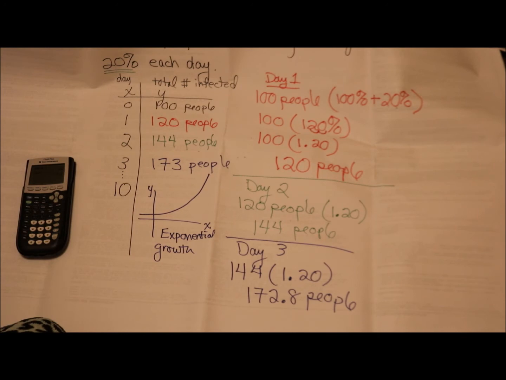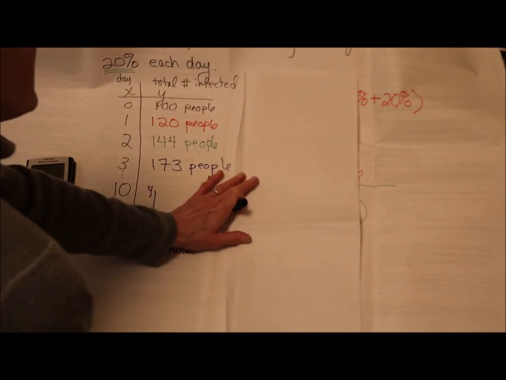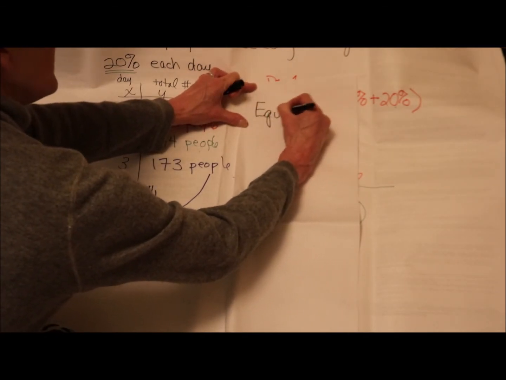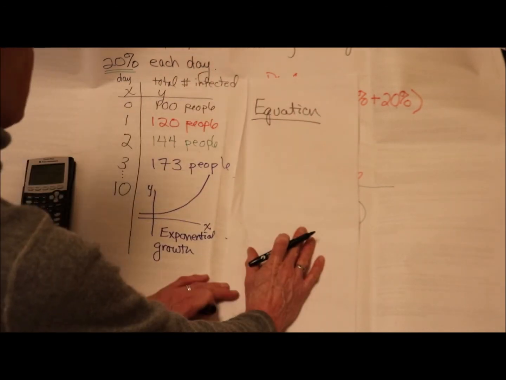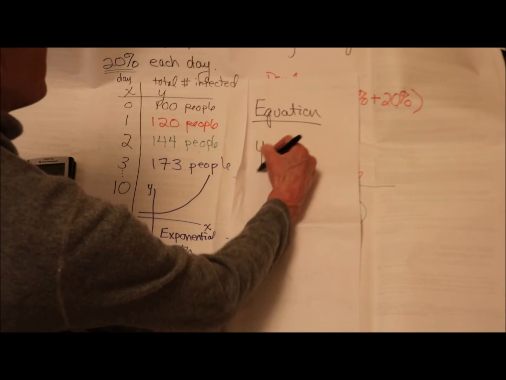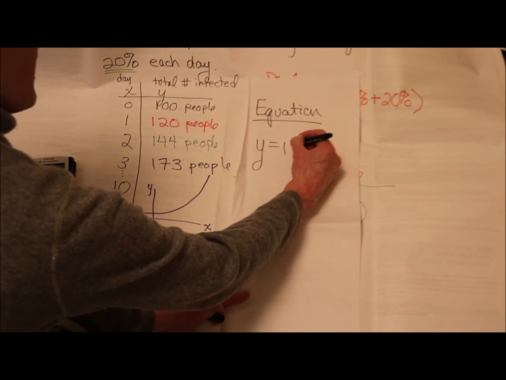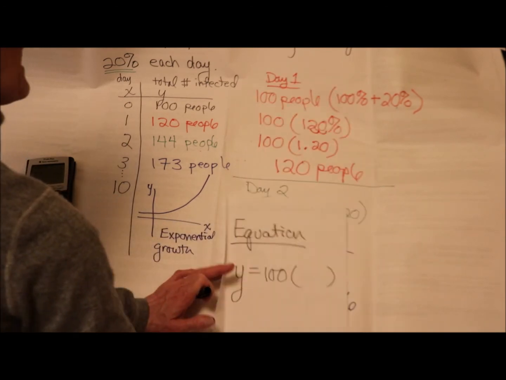Well, this is when I'm going to write an equation. And my equation is the shortcut. And of course, it is going to be an exponential equation. So if I'm talking about y as my number of people, we're going to start with 100 people. And what did I multiply by over and over again?